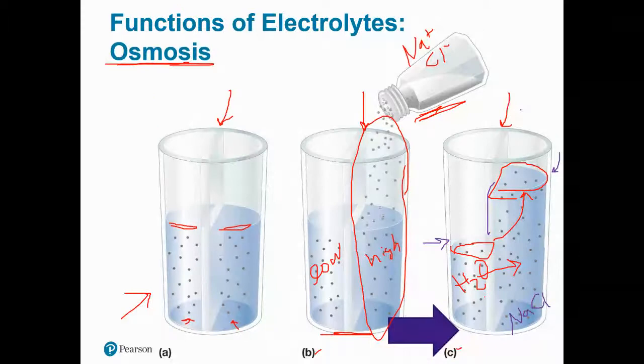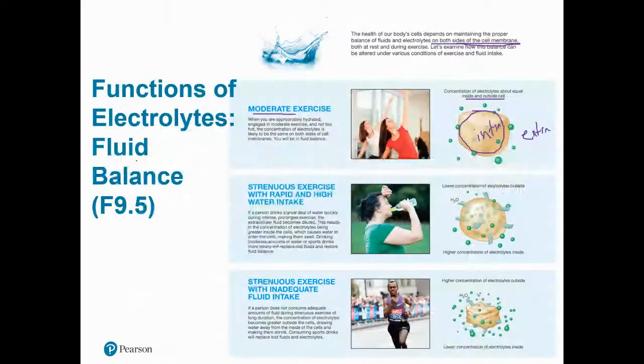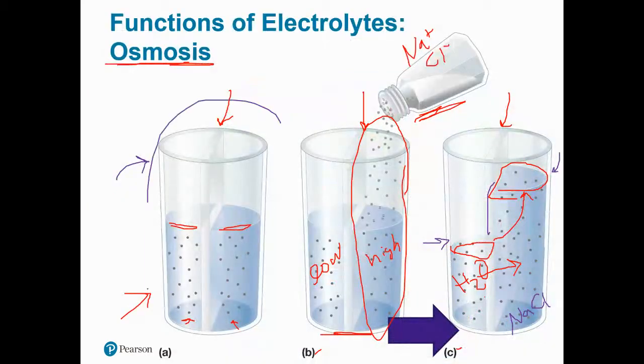So what would the water do then? Which image of the glasses is represented by this? Image A would be, right? You've got equal amounts of electrolyte inside the cell and outside the cell. We can pretend that this is inside and this is outside. So it's equal, and the water stays where it is.